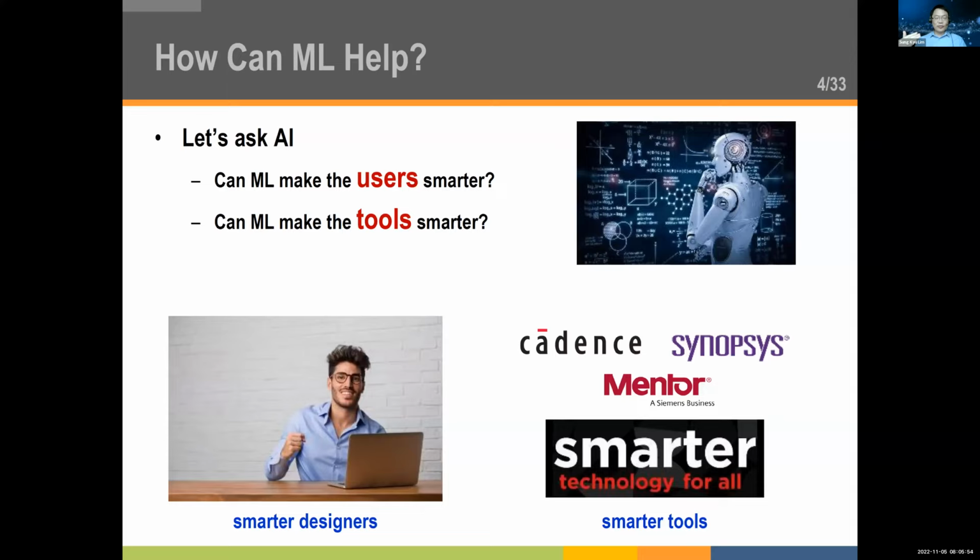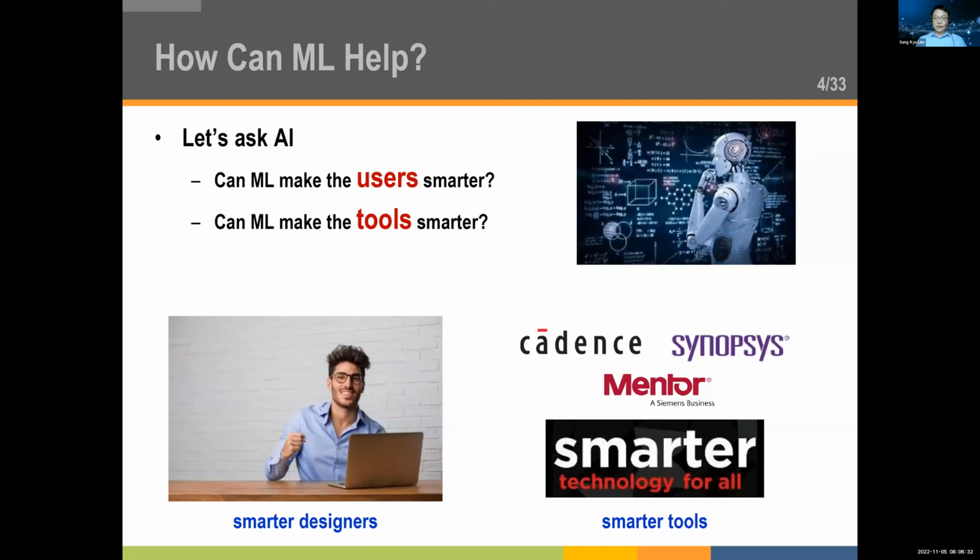Then there's a second part, which directly impacts the quality of the EDA tools themselves, especially physical design tools. The various steps in physical design that I talked about, the floor planning, placement, routing, timing closure, clock tree synthesis, those algorithms, again, are heuristic algorithms that are designed by humans. And machine learning can also help improve the quality of those tools by doing things in different ways, again relying on supervised learning, unsupervised learning, reinforcement learning. So today I have examples of these two main areas.